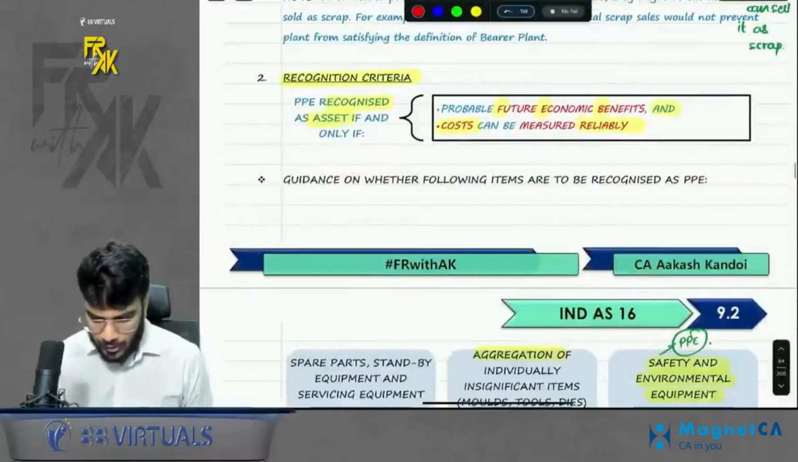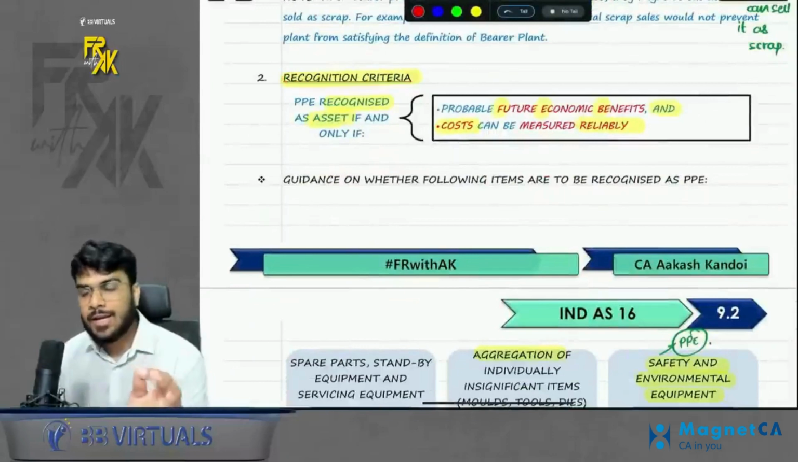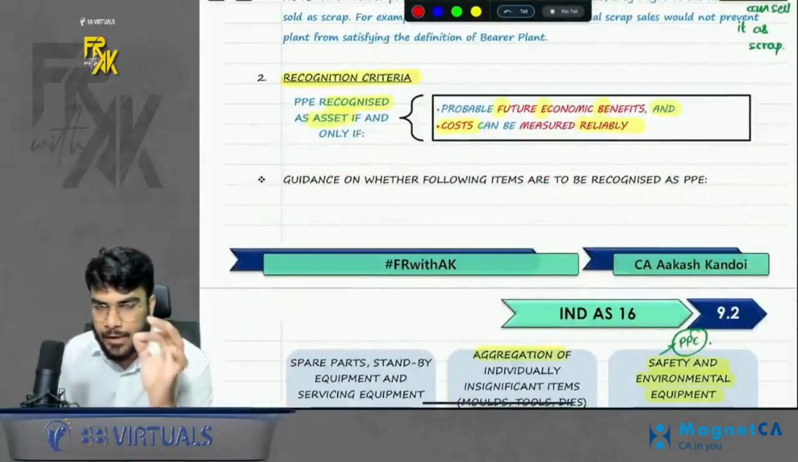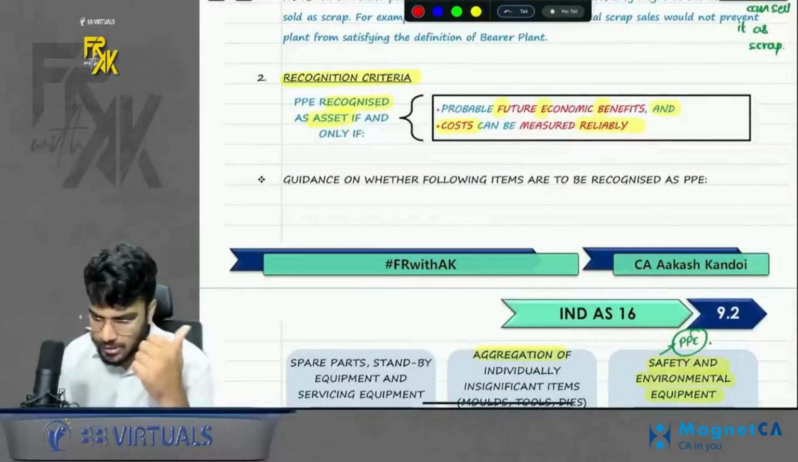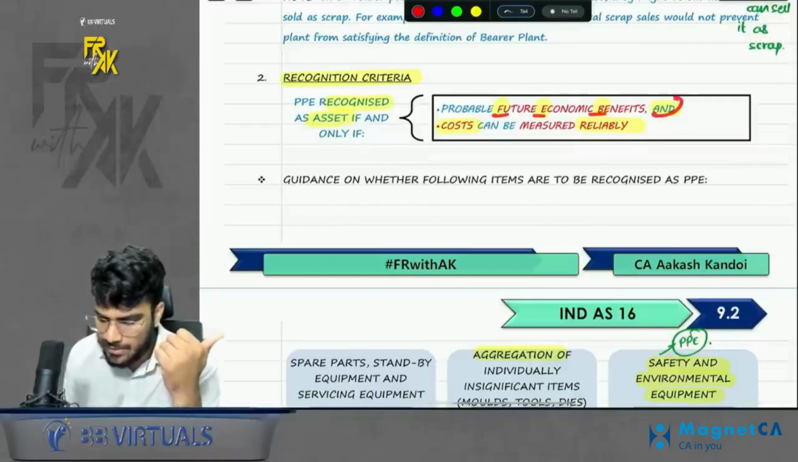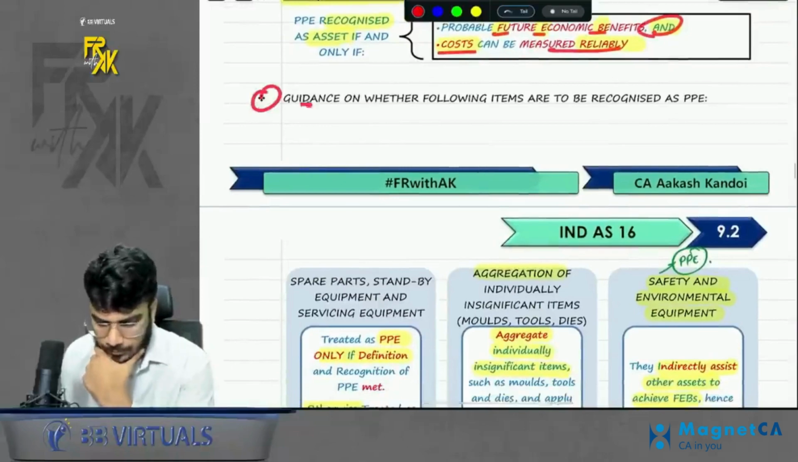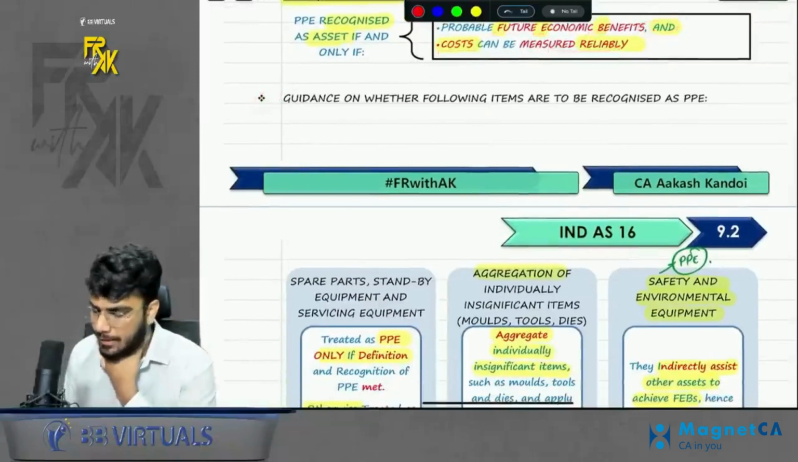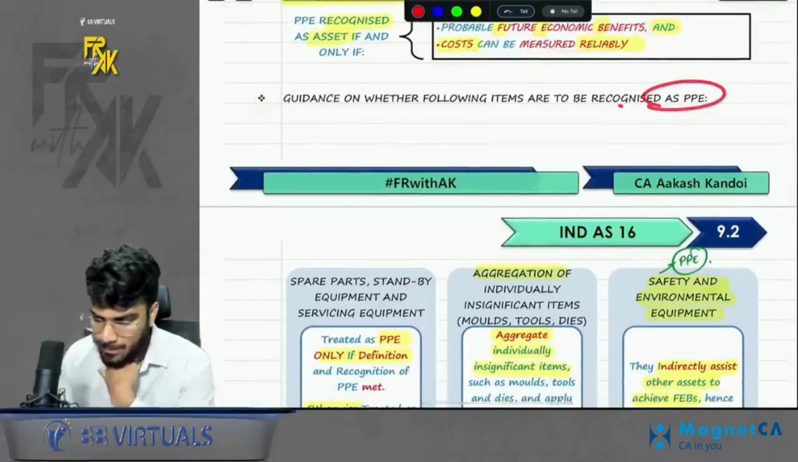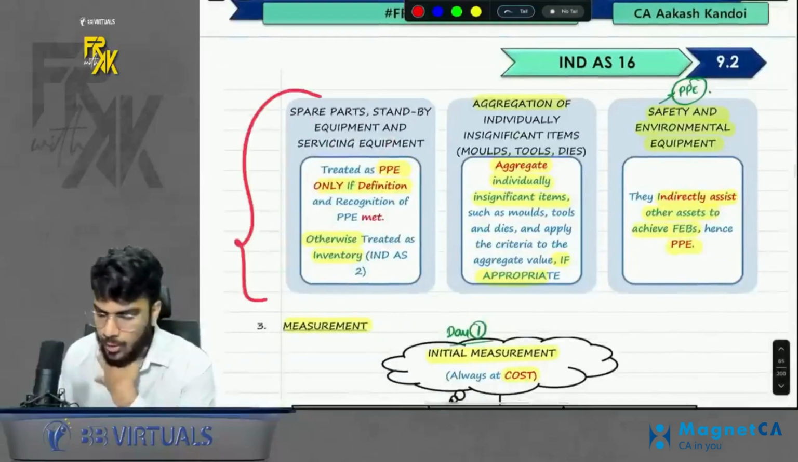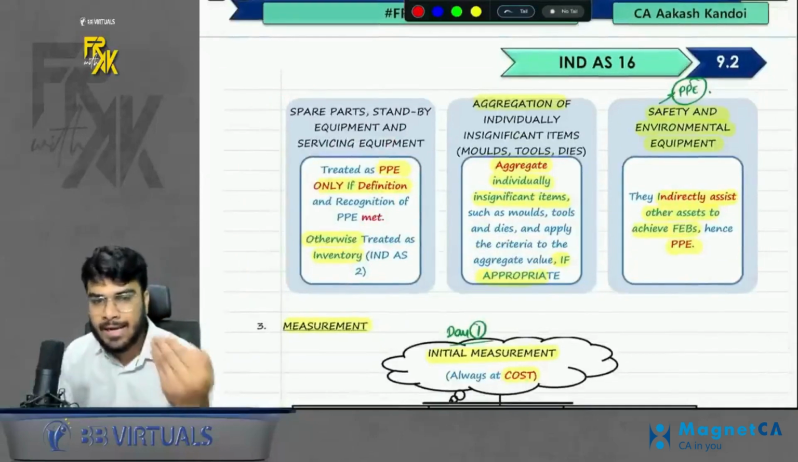Okay. Next point, the recognition criteria. You will recognize a PPE if two recognition criteria are met: first, there are future economic benefits, and second, the cost can be measured reliably. Next point, guidance on whether the following items are to be recognized as PPE, whether these items will be known as PPE or will be covered under any other Ind AS.